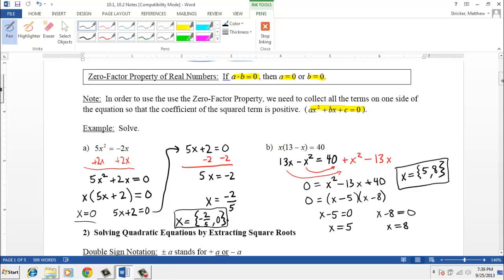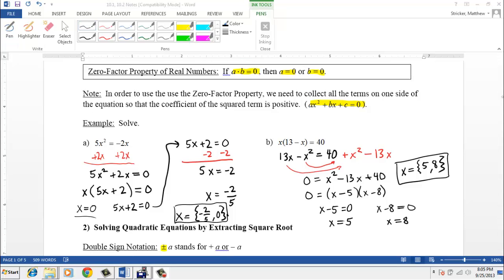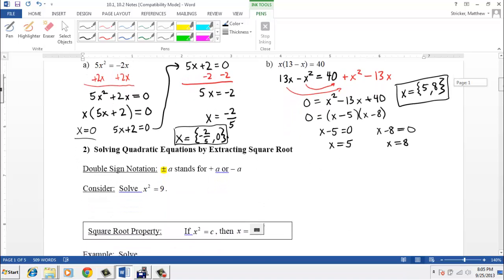Alright, welcome back. Let's now take a look at another method for solving quadratic equations, and that's the method of extracting the square root. This is where we want to solve an equation that looks something like x squared equals 9. Before we get into that though, let's look at the double sign notation.